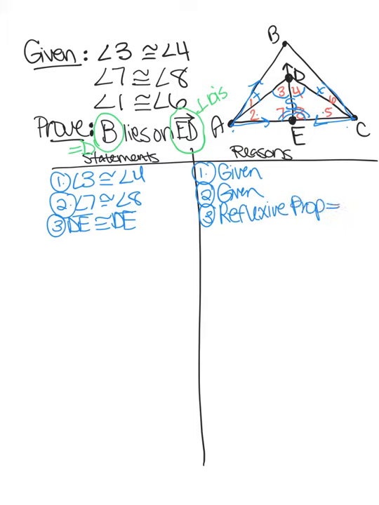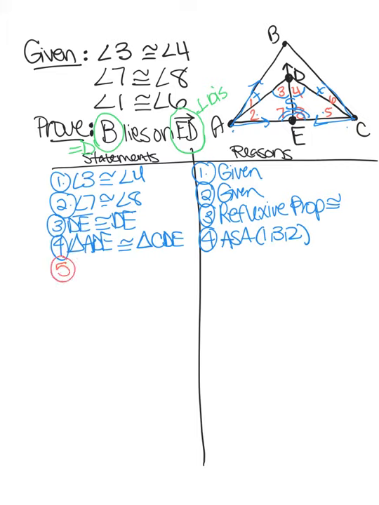And this is enough for triangle ADE to be congruent to triangle CDE by angle side angle from steps 1, 3, and 2. I think we're going to have a lot of CPCTC happening now.